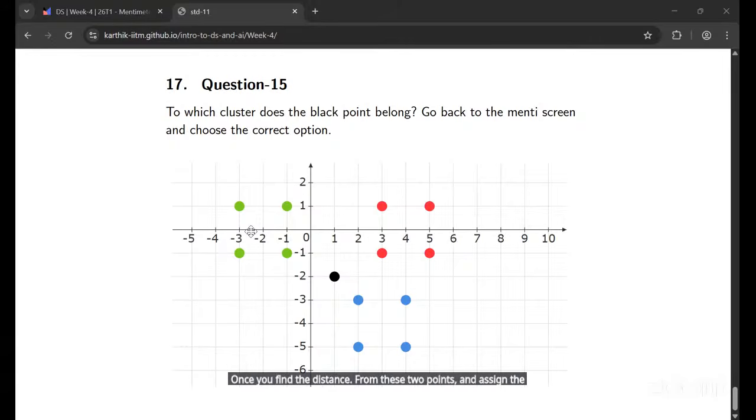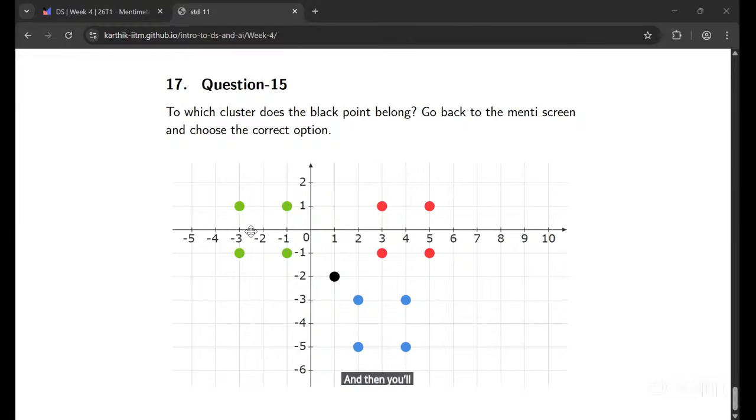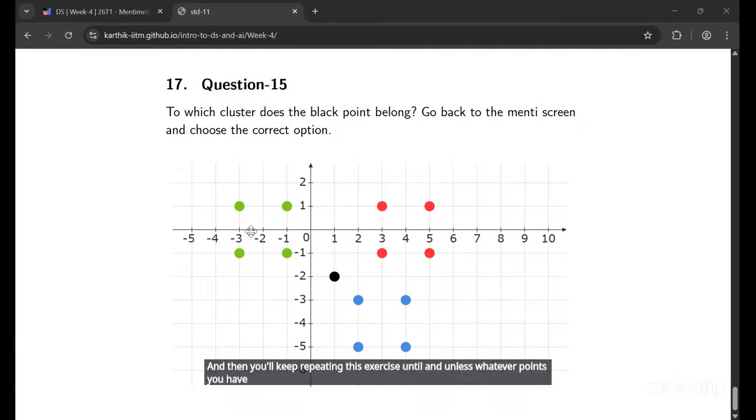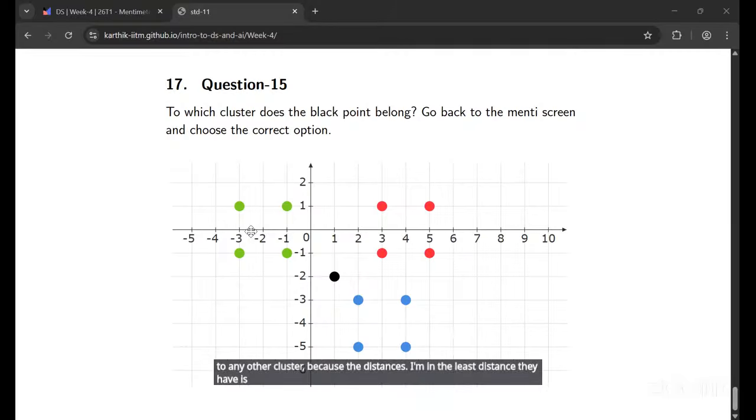Once you find the distance from these two points and assign the points to the clusters, that will be your first iteration. Then you will recalculate the means of the clusters that you have formed, and repeat this exercise again. You keep repeating until whatever points you have in one cluster are satisfied being in that cluster and do not want to go to any other cluster, because the least distance they have is with their own cluster's mean.